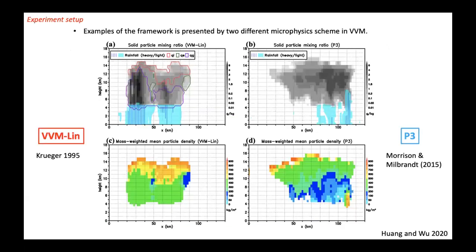The experiment used two different microphysics schemes available in the model. The first one is the VVM Lin scheme, which has predefined categories as shown in the left panel. The other one is the P3 microphysics, which predicts the ice properties based on the ice itself. The major difference of these two schemes is that the mass weighted density can be very different in the P3 microphysics based on the physical processes. However, in the Lin scheme, the density will be defined by its own category.